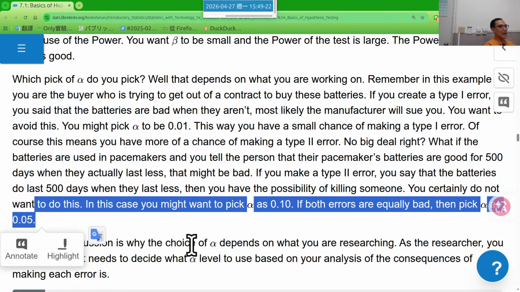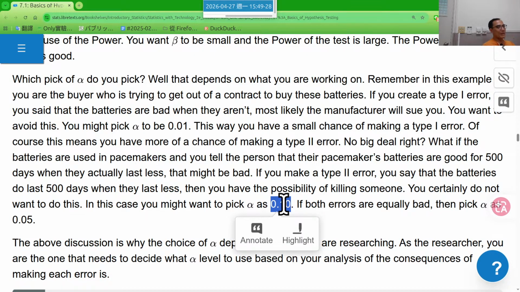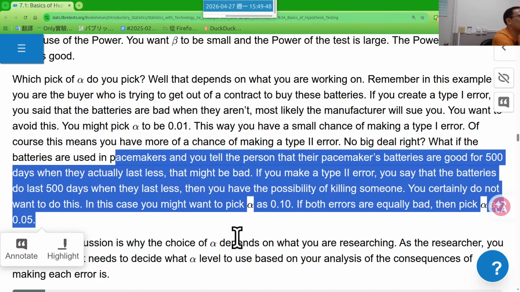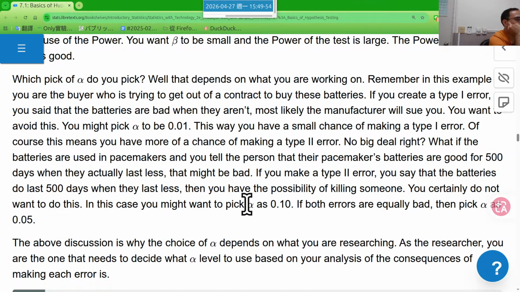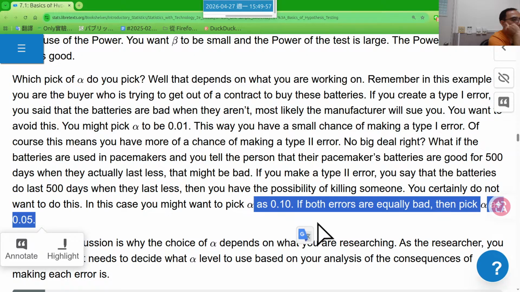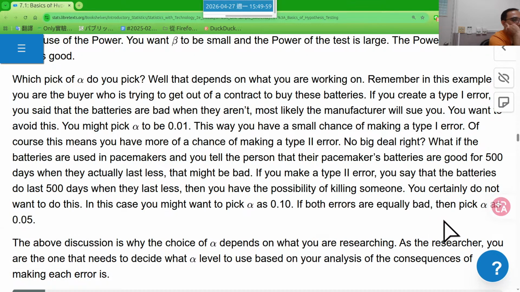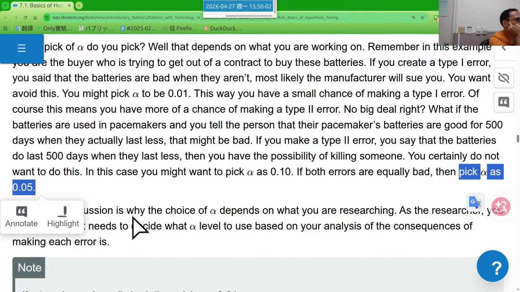In this case, you might pick the alpha as 0.1. Again, generally we use 0.05 as the boundary, as the critical value. But we need to adjust it based on your purpose. For example, if the battery is used in a pacemaker, a very important situation where you cannot make any mistake, you can set alpha as 0.1. If both errors are equally bad, then pick the alpha as 0.05.